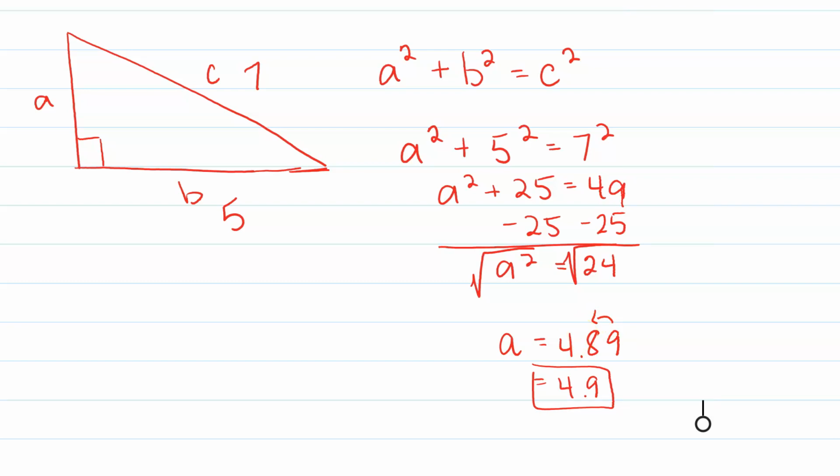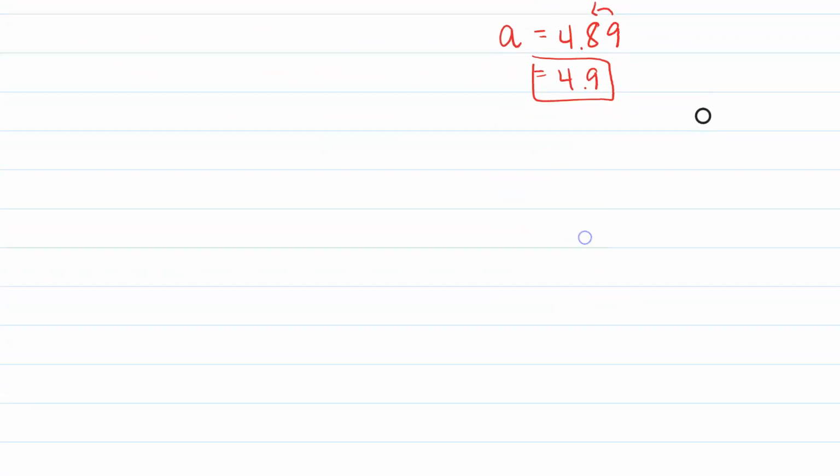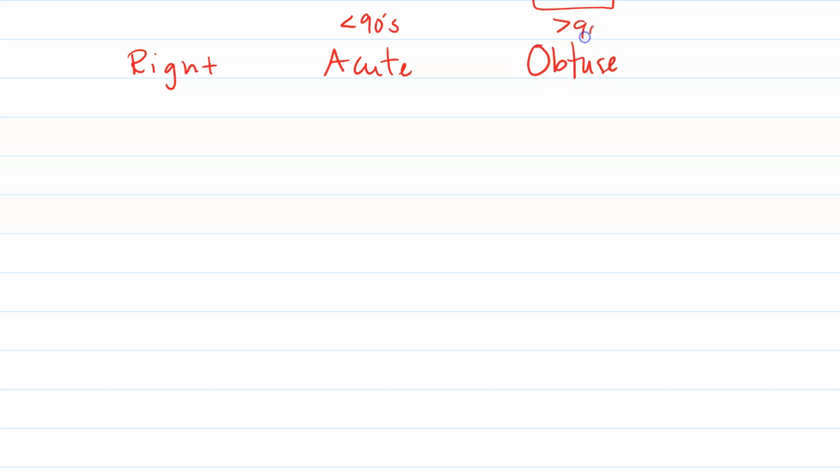That's basic Pythagorean theorem. We also said, related to Pythagorean theorem, you can use it to determine if a triangle is right, acute, meaning the angles are all smaller than 90 degrees, or obtuse, which would be an angle that's greater than 90 degrees in the triangle. All right, so let's say you were given 5, 12, and 13.